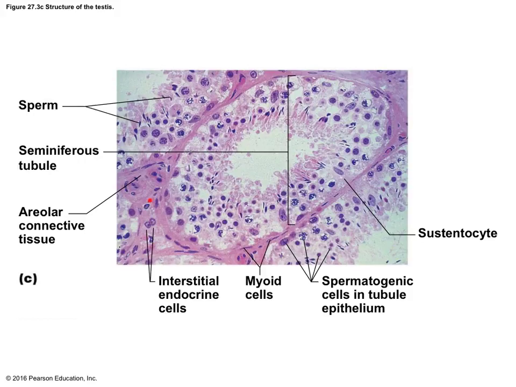And also, here you can see in the connective tissue surrounding the tubules, the interstitial endocrine cells, formerly known as Sertoli cells, where the testosterone is getting formed. Or produced, I should say, not really formed. Testosterone is produced here.